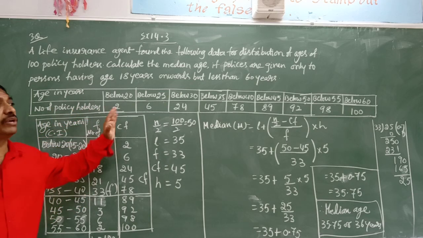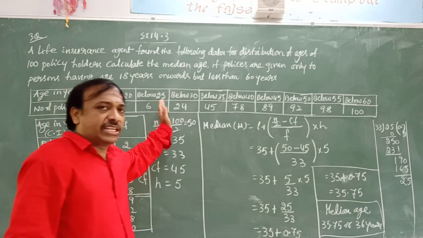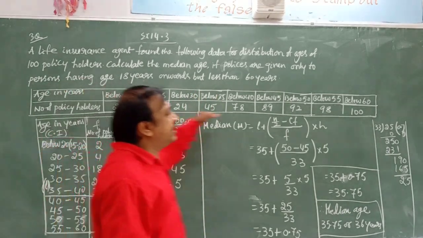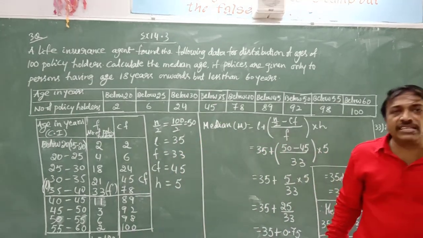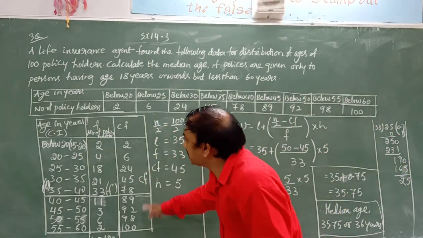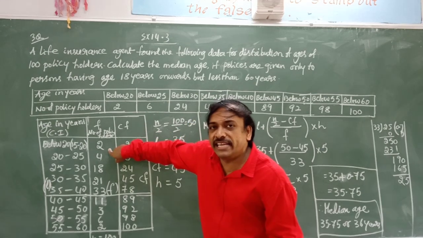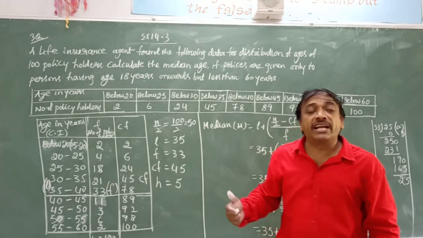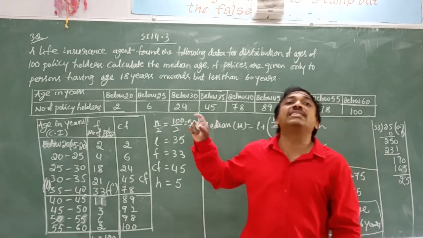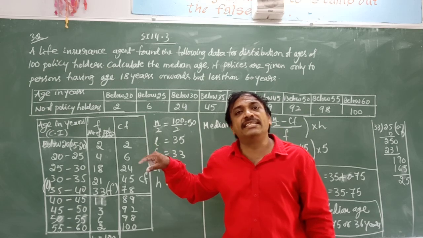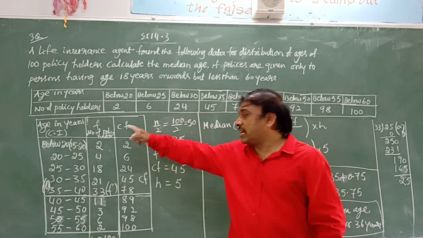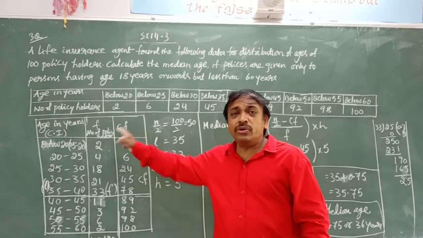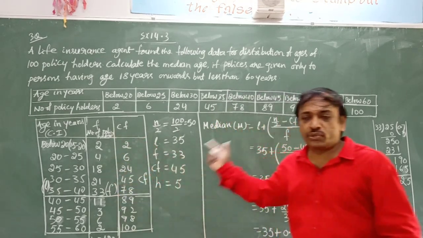Data is given as below 20, below 25, below 30, below 35 like this. We converted that into continuous class intervals, and the total cumulative frequencies are given. From the cumulative frequencies we obtain frequencies. Why is it necessary to convert to frequencies? Because you need to identify where the median class lies. For that we are converting cumulative frequencies to frequencies. I hope you understood.